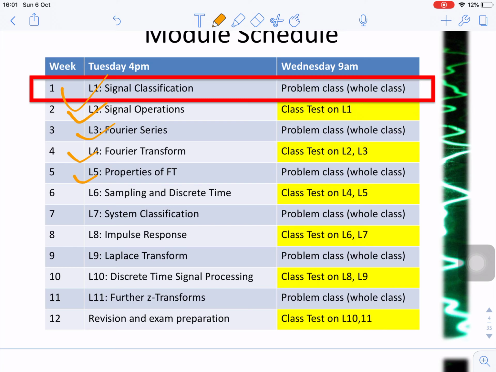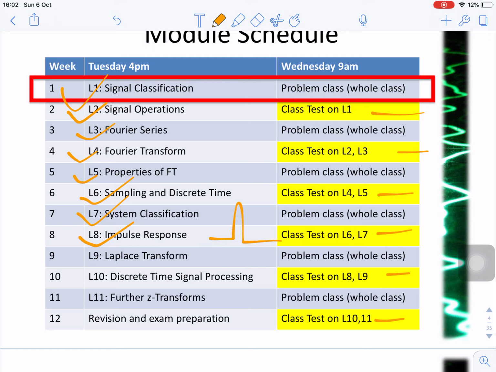Then the properties of the Fourier transform. There is going to be a class test on the odd week and the promo class on the even week. Sampling and discrete time is going to be on week 6. System classification is lecture 7, and in week 8 we're going to talk about impulse response.